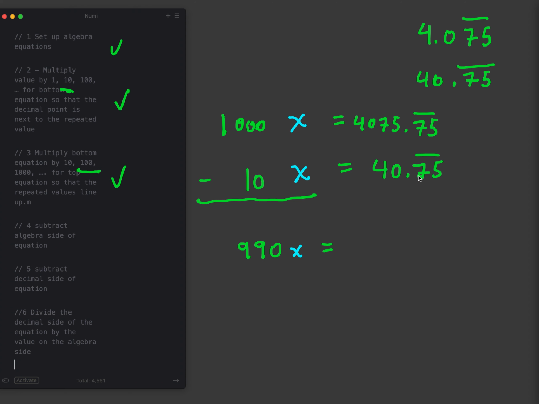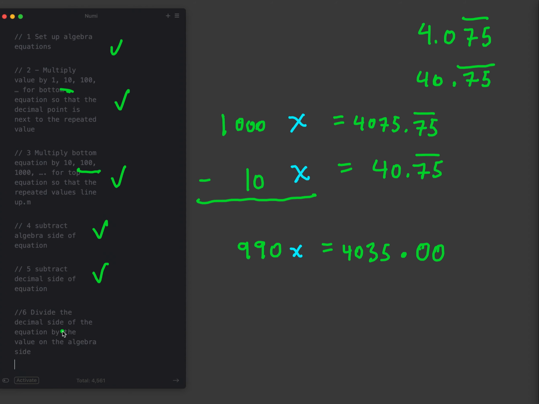Okay, over here I have to do 4075.75 repeating minus 40.75 repeating. My 0.75's repeating cancel out and I get 0.0, which is exactly what I want, or 0.00. And then I have 75 minus 40, well that's going to be 35. And so I end up with 4,035 equals 990x. So I subtracted both sides.